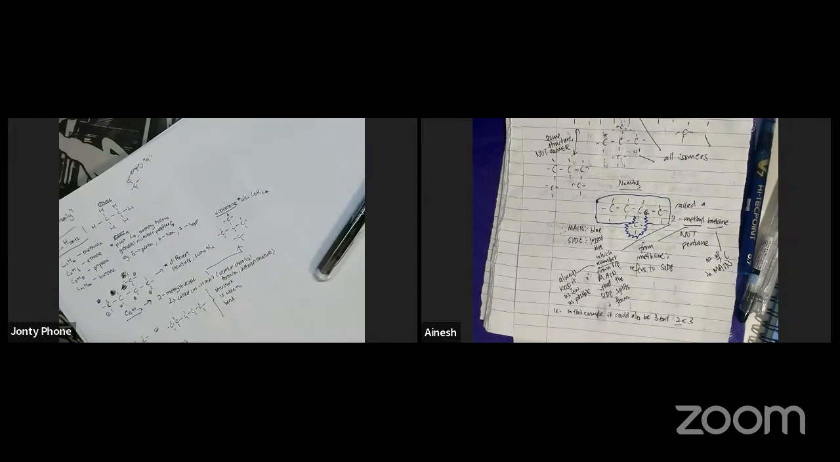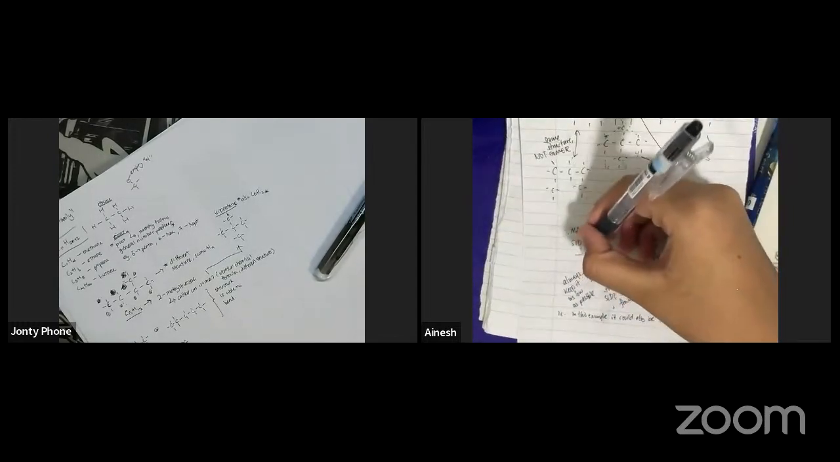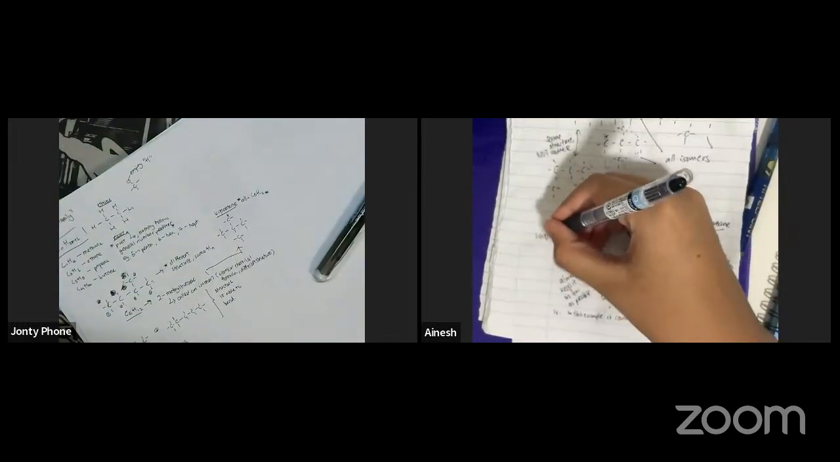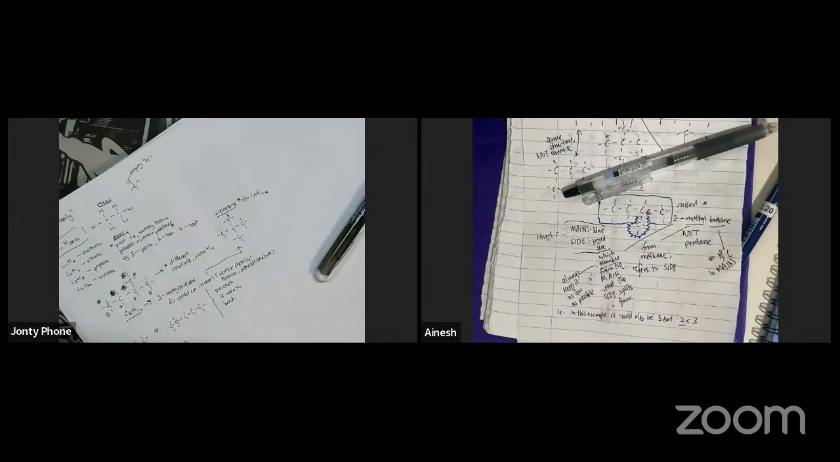Are you okay? Yeah. Any question before we continue, Jonty and Inish? No. All right. Now, I'll introduce to you three other families, okay? Three other families. So, the family that I introduced to you first, the family name is what, Jonty? Alkane. Right. Okay.